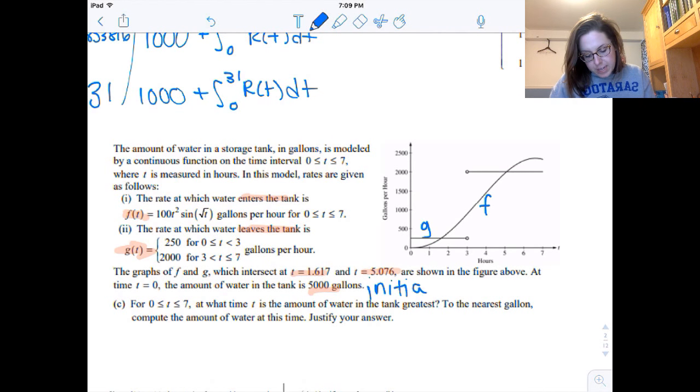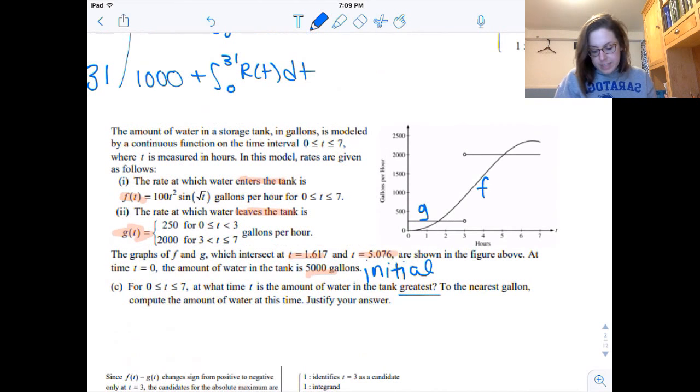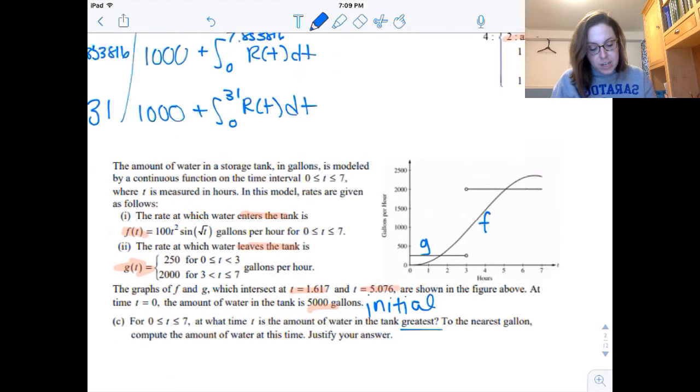And it says, at what time is the amount of water in the tank the greatest? So that's saying when is there an absolute max? To the nearest gallon, compute the amount of water, justify your answer. So I need to look at this interval. So I know I'm going from 0 to 7. So I'm going to start with that in my table.